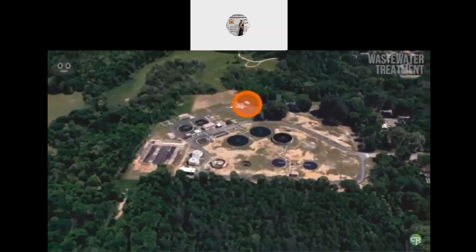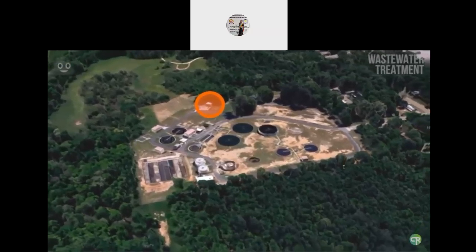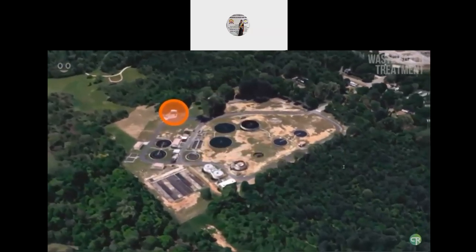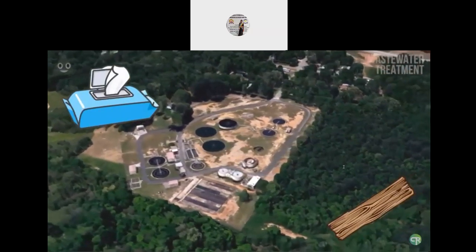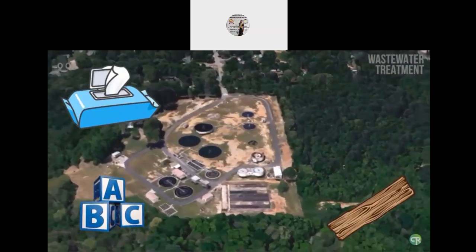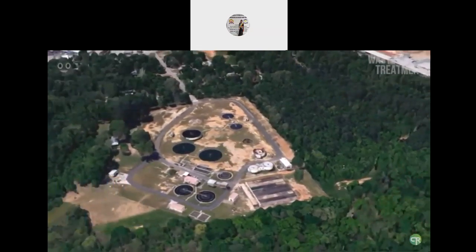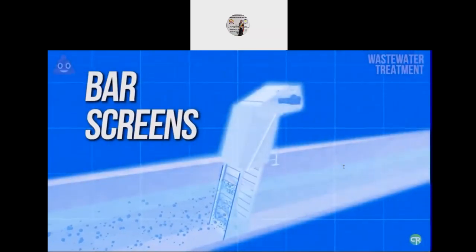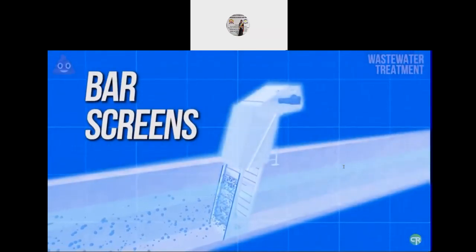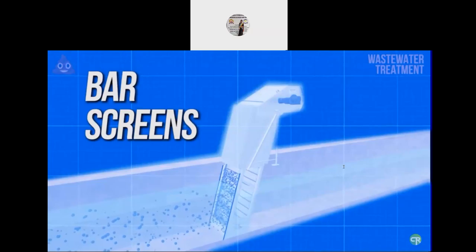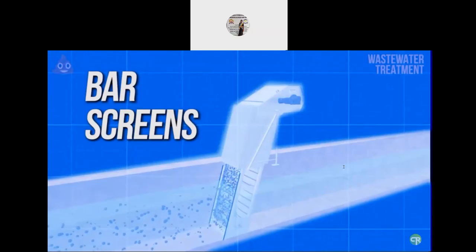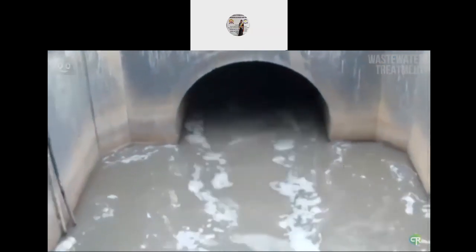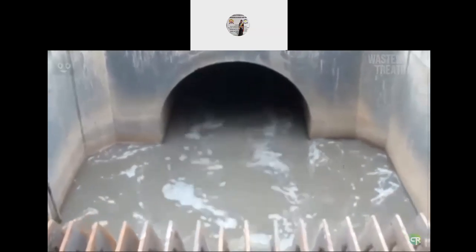That brings us to the first step of the process that handles larger items in sewage, things like flushable wipes, 2x4s, toys, or even guns. You name it, and it's probably been caught in a bar screen. Bar screens are exactly what you would think. They are large vertical bars that stand at the inlet of nearly every wastewater treatment plant, designed to stop larger items from getting to the plant and hurting machinery like pumps.